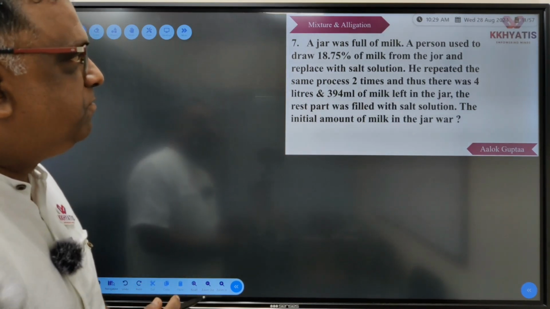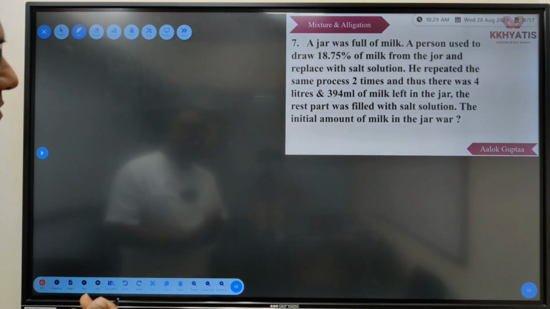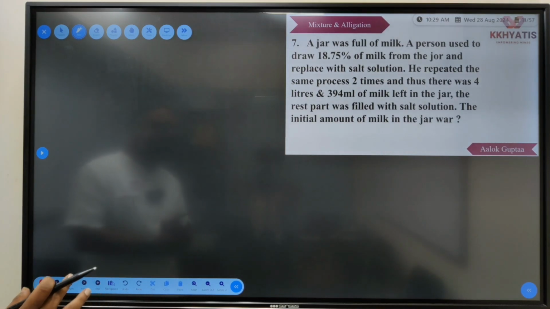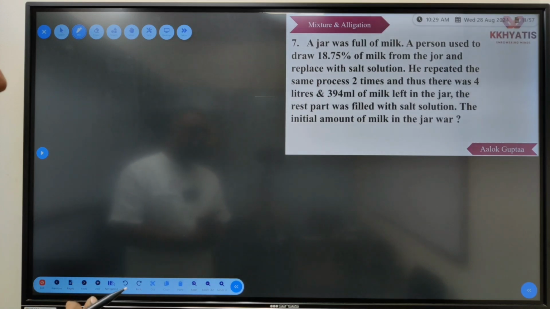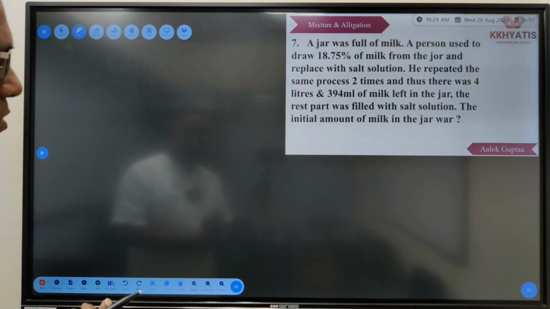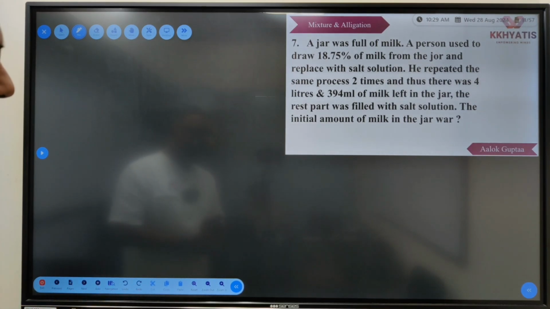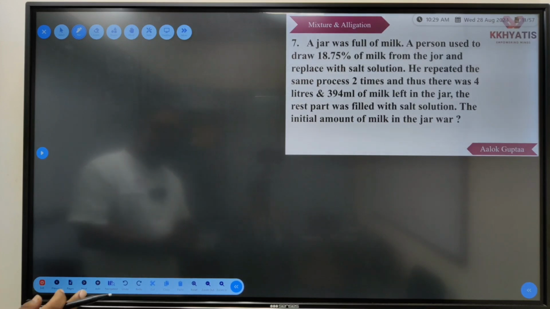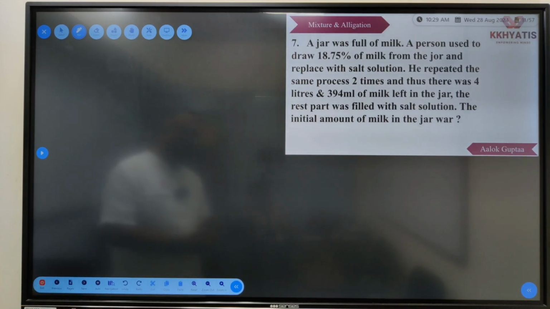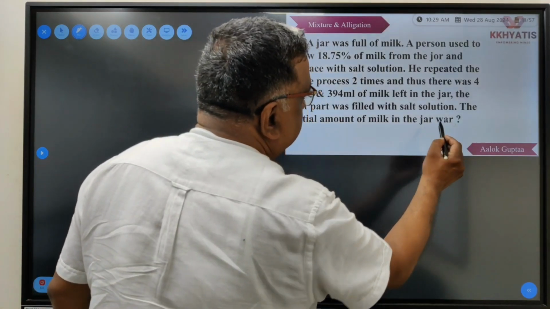A jar was full of milk. A person used to draw 18.75% of milk from the jar and replace with salt solution. He repeated the same process 2 times, and thus there was 4 liters and 394 ml of milk left in the jar. The rest part was filled with salt solution. The initial amount of milk in the jar was. Okay.